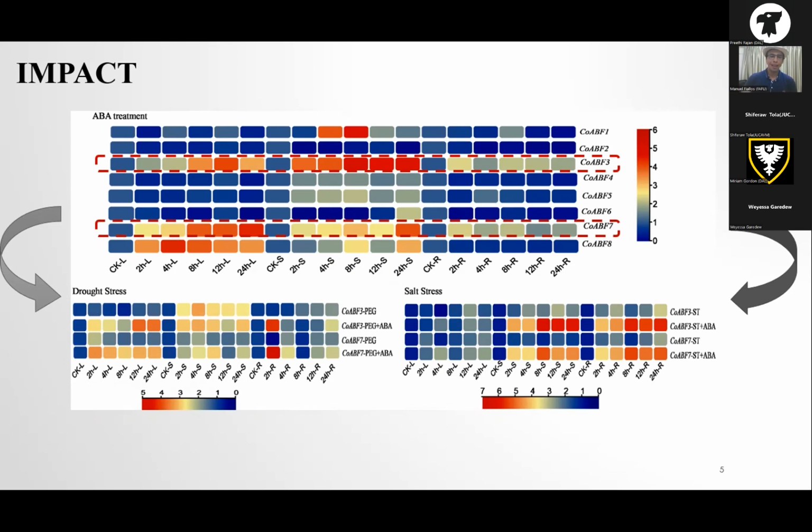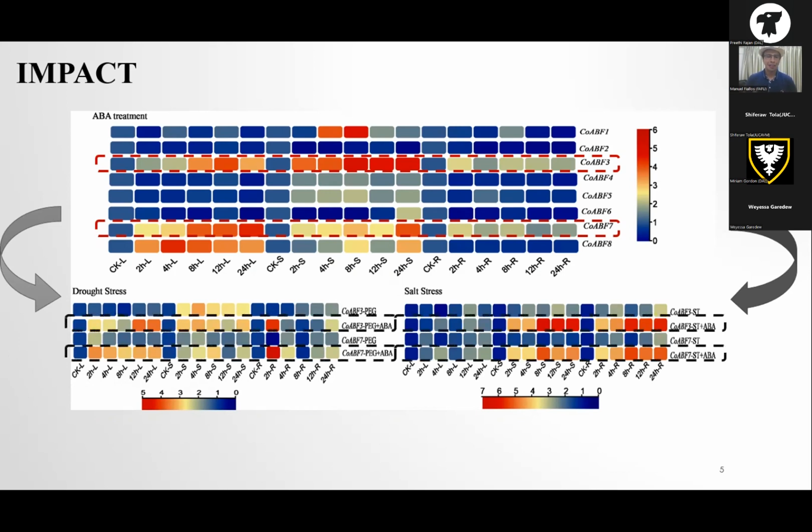And we found that gene number 3 and gene number 7 with the application of the ABA under salt and drought stress have the best expression. And this one is something very important, because under drought stress, the highest expression we can localize in the leaf and the stem. Meantime, in the salt stress, the best expression is in the stem and the root.